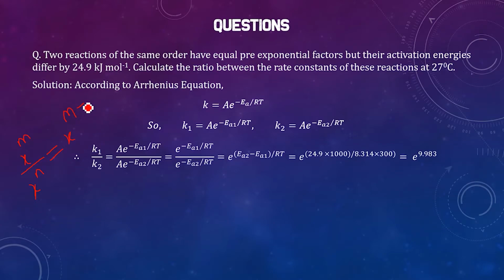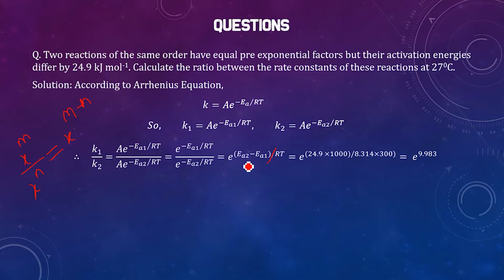So similarly, the thing I have done here. Yes, this will go up. So this minus this, that is, minus minus plus. So EA2 minus EA1, and RT will come out in the denominator. RT will come out.